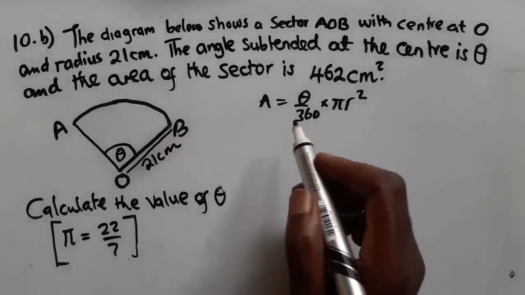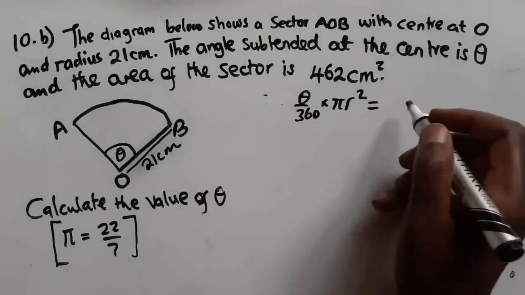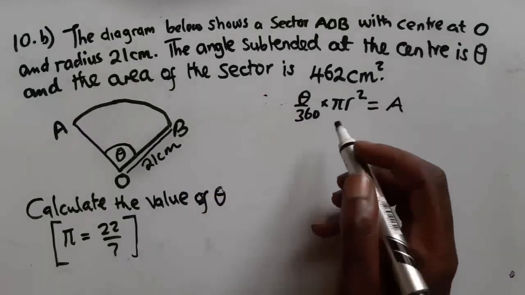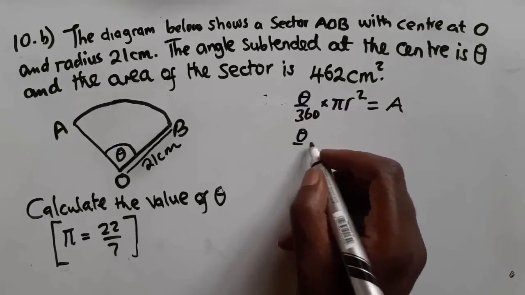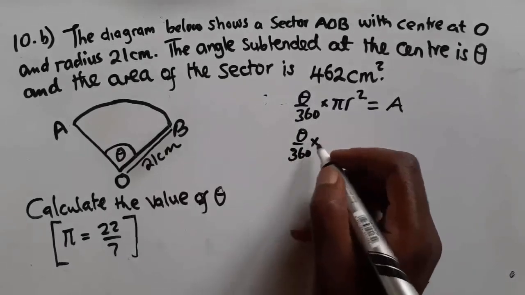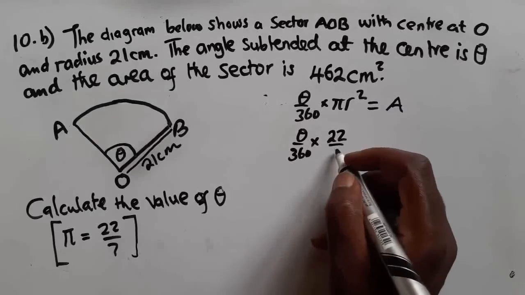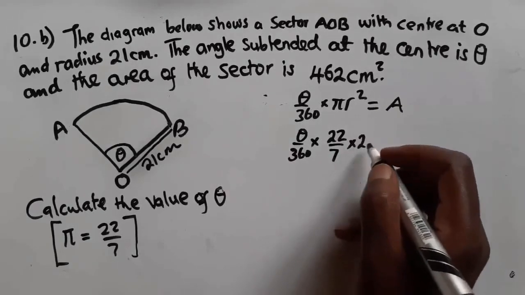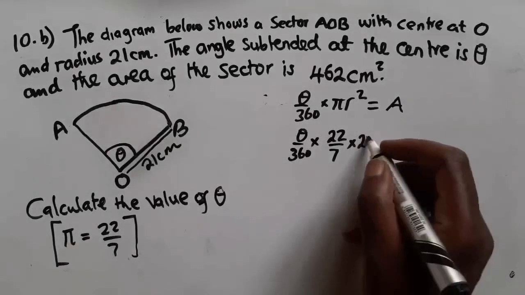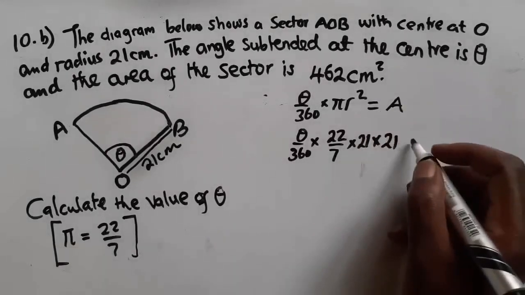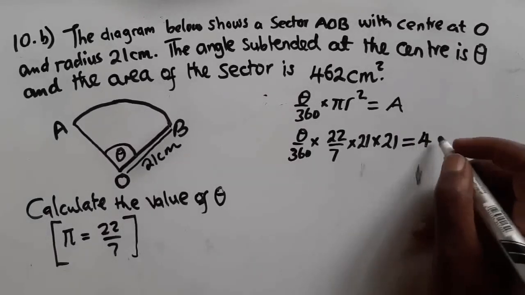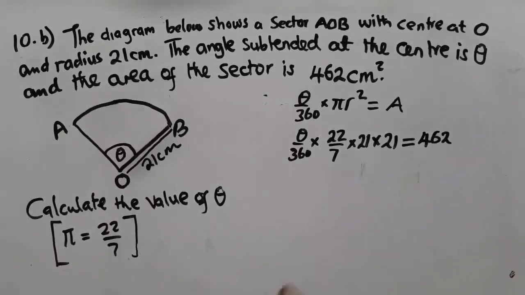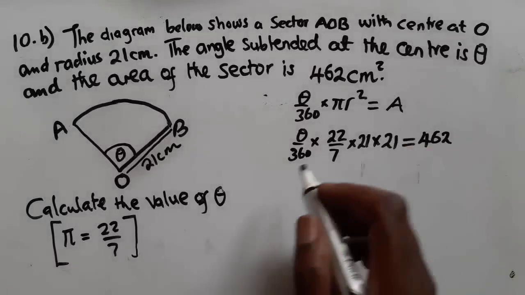Now, you have to take note that in this case, we say this is the area. We can even bring it the other side. In this case, area is given and we are looking for theta. So we'll go on and say theta over 360 multiplied by 22/7 multiplied by 21 multiplied by 21, because r is squared. Then the area is given as 462. I hope this is very clear. At this point now we can begin to simplify.